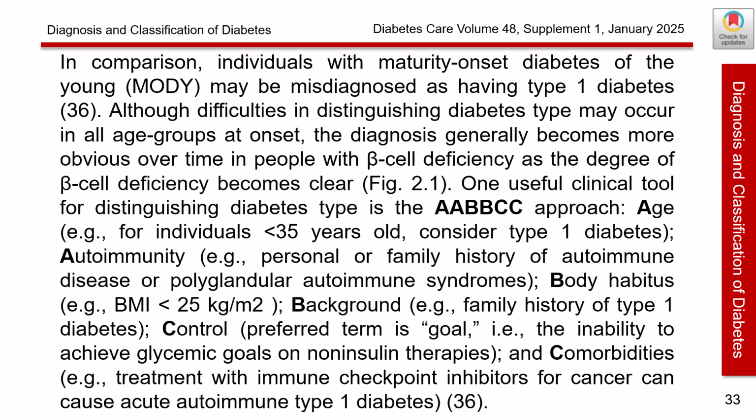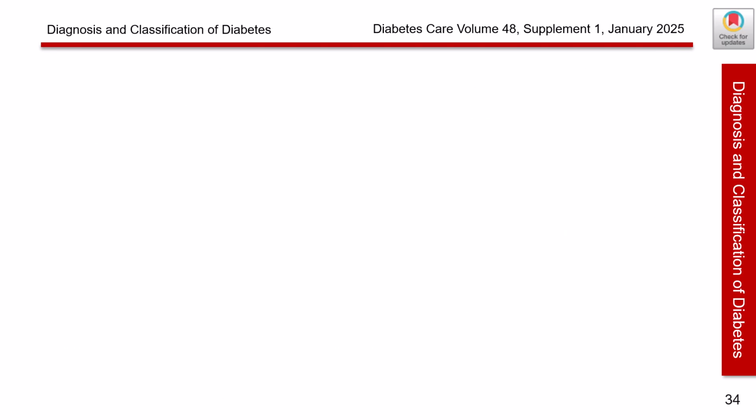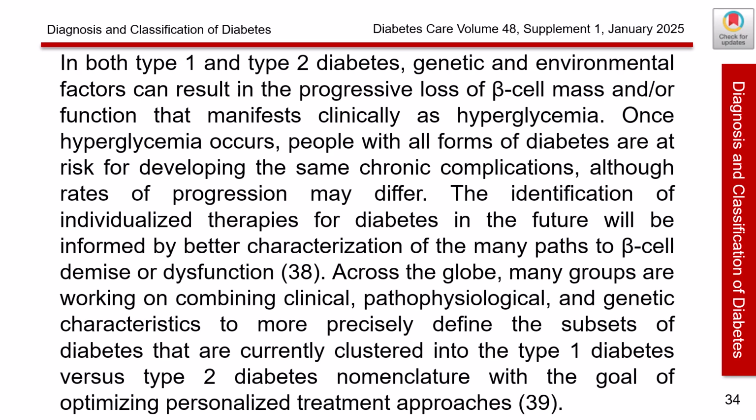Control, that is, the inability to achieve glycemic goals on non-insulin therapies, and comorbidities, such as treatment with immune checkpoint inhibitors for cancer, which can cause acute autoimmune type 1 diabetes.